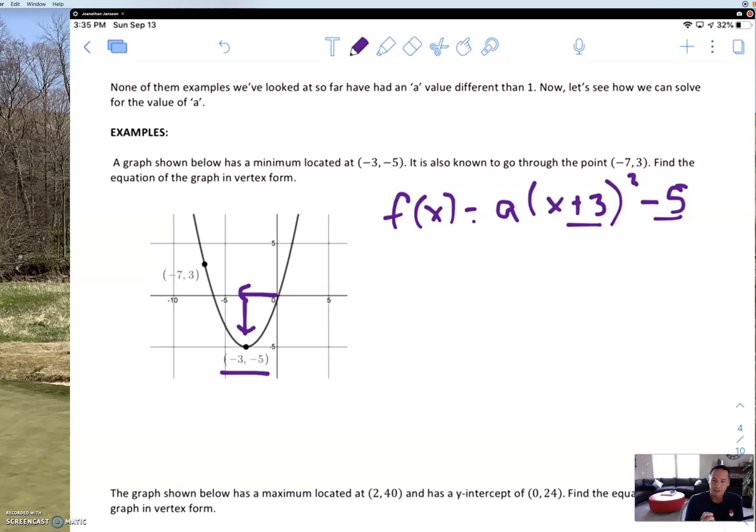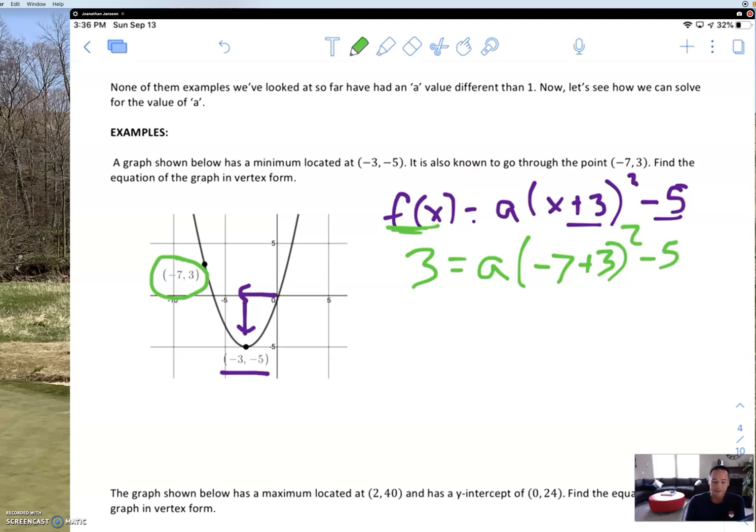Now what I'm going to do is I'm just going to plug in one other point that was on that graph. And that point we have was -7, 3. That -7 is the x-coordinate, and the 3 is the y-coordinate. The y-coordinate we can just replace with f of x. F of x essentially just means the y-coordinate. So I'm going to replace f of x with 3. We don't know what a is. We'll leave it as a. I can replace x with -7 and then write out the rest of it.